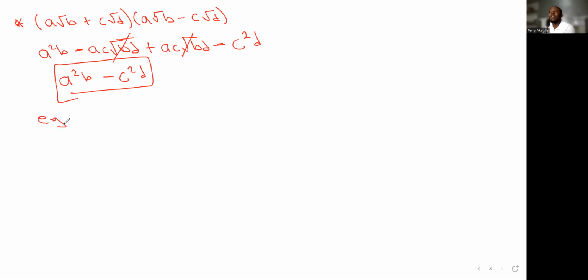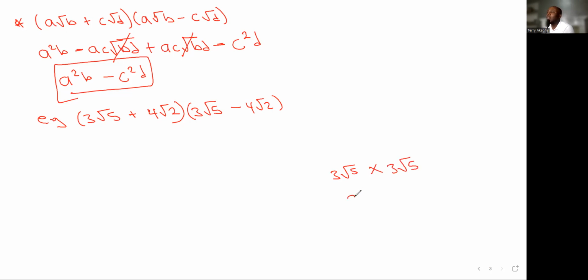So let's assume we have 3 root 5 plus 4 root, let's say root 2, to make it easy. Then the conjugate is going to be 3 root 5 minus 4 root 2. The same thing, we're going to go. The first thing is that we have 3 root 5 multiplied by 3 root 5. 3 times 3 is 9. Root 5 times root 5 is going to give us 5. So that will be 9 times 5, and that will give us 45.